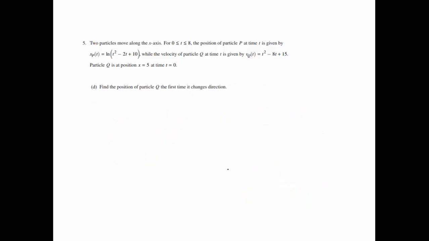Okay, for part D, it says to find the position of particle Q the first time it changes direction. Well, when does it first change direction? If you remember the velocity chart, it looked like this. So it first changes direction at 3. So it wants to find the position of the particle. I could change this question to say at time t equals 3.